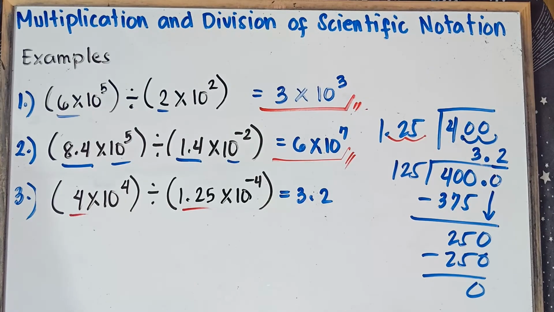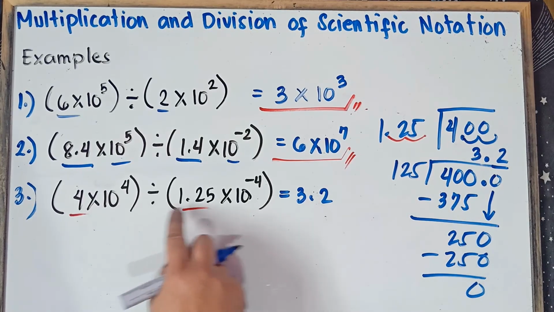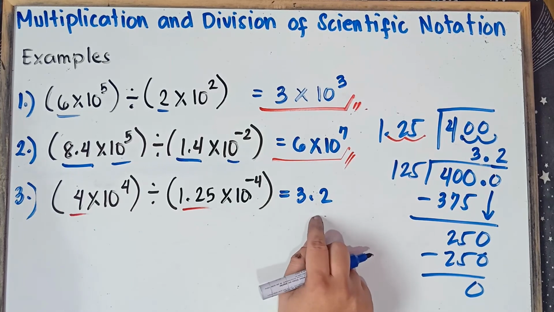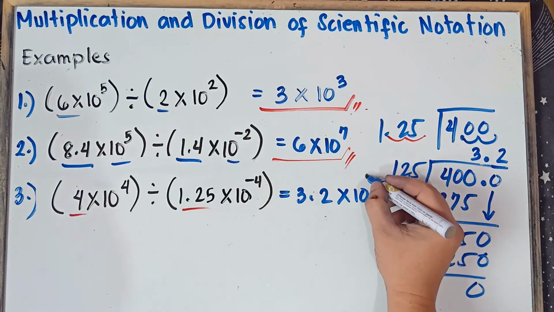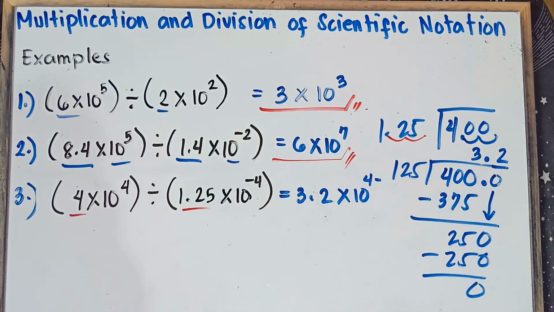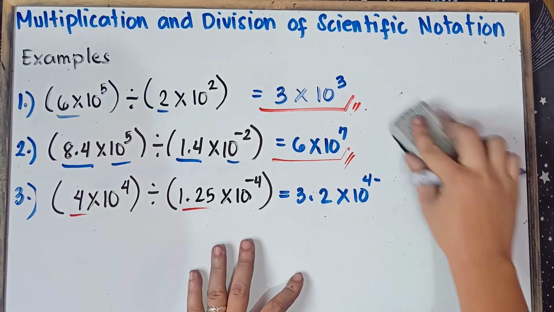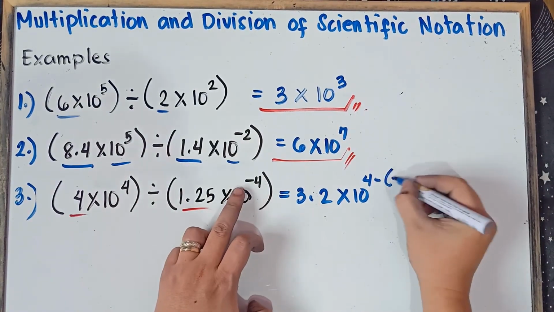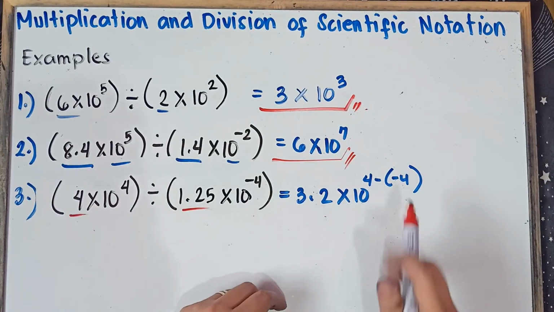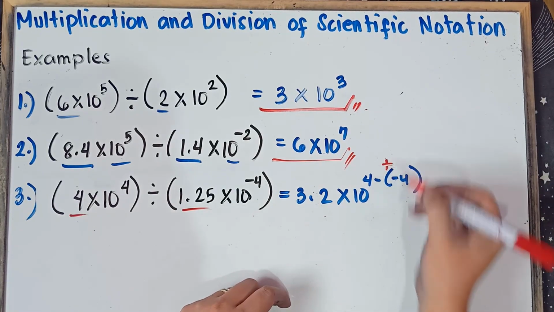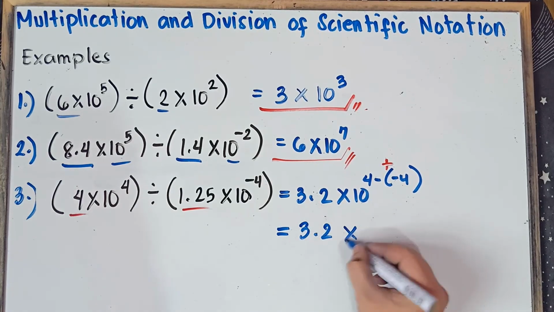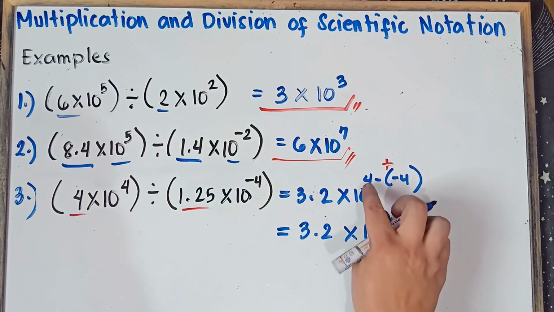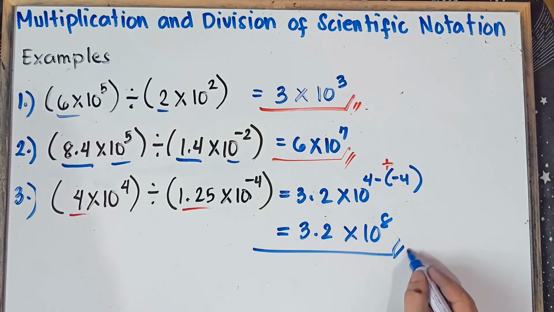And then 3.2, once again, 4 divided by 1.25, the answer is 3.2 times 10, copy times 10, and then subtract the exponent, 4 minus... we don't have enough space. You pause the video, class. I'll be erasing this one. So this will be 4 minus negative 4. Of course, we need to multiply the signs. Negative times negative will be positive. So our final answer would be 3.2 times 10 raised to the power of 8, because 4 plus 4 will be positive 8.